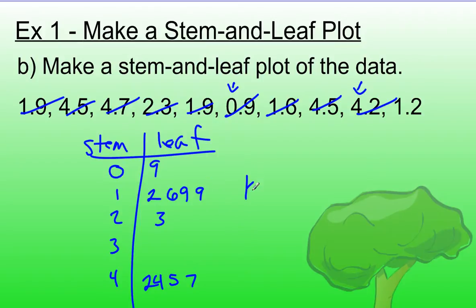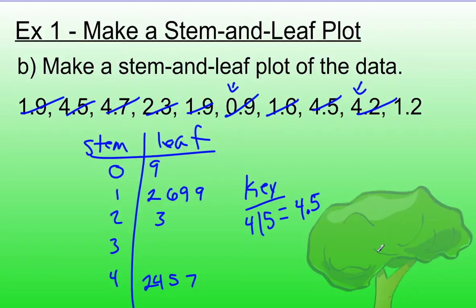Now, as far as my key goes, I'm going to do 4/5 equals. Now, in this case, it would not be 45. This 4, 5 combination here does not mean 45. It means 4.5. Which is why that key is so important, because that key tells you what these set of numbers mean.